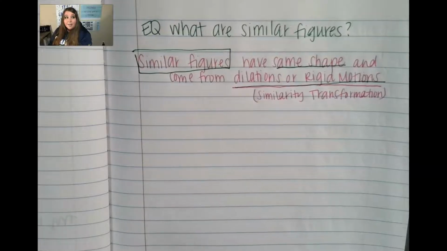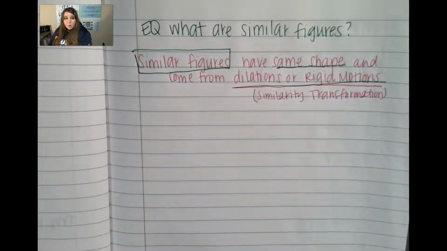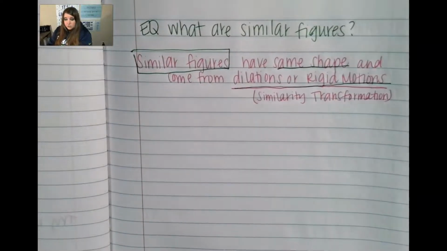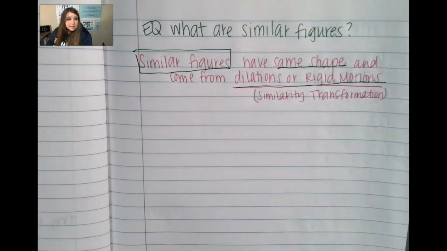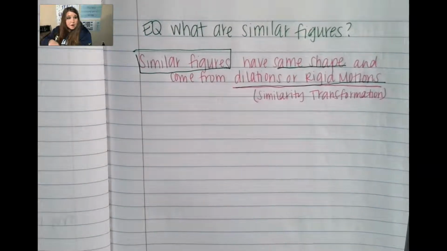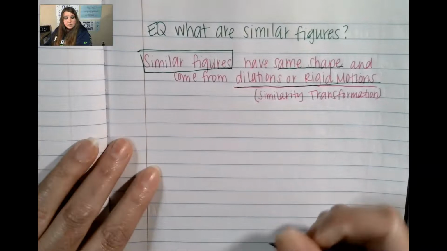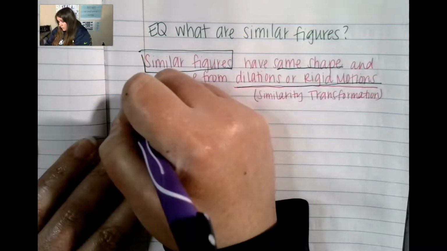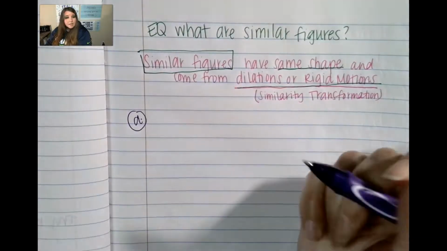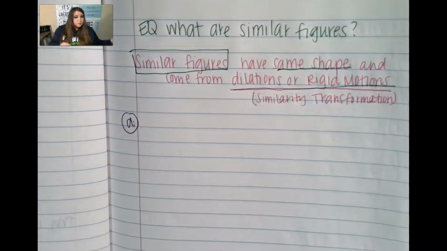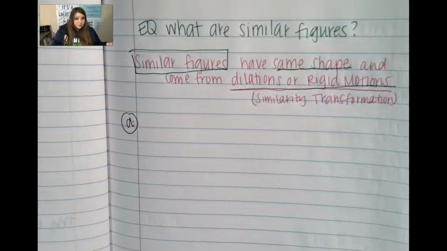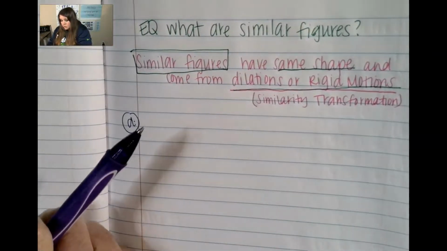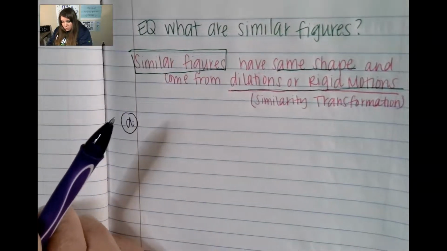All right, so let's talk about what I actually mean with similar figures. We're going to start with an example, and our example is going to give us two different shapes. So example A, they're going to give us two different shapes. Let's go ahead and graph this. They're both triangles, so we're going to graph two triangles.